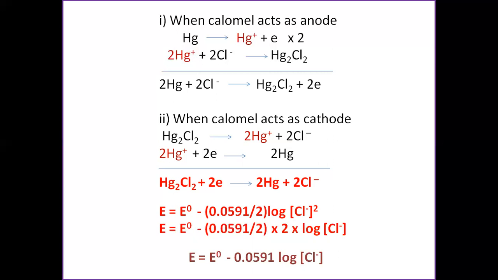That is, E is equal to E naught minus 0.0591 log of Cl-. So this is how the Calomel electrode will work as anode, as cathode, and develops a potential according to the Nernst equation given at the end.